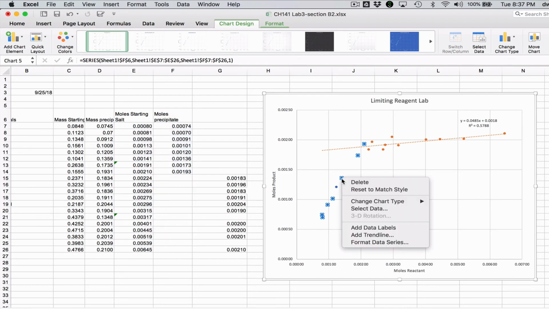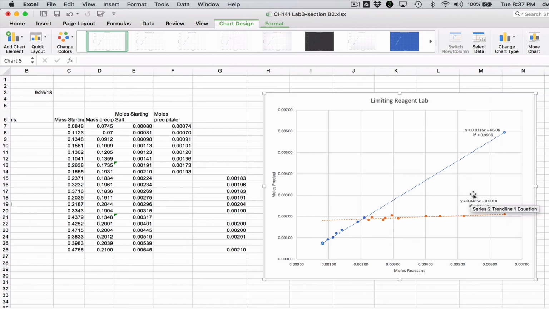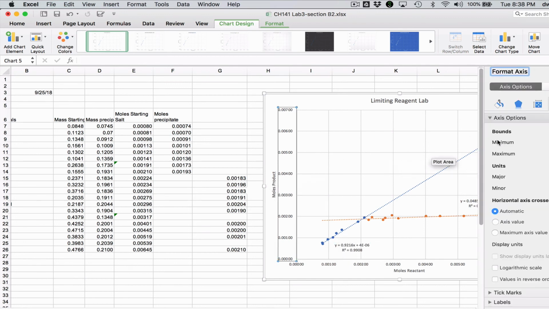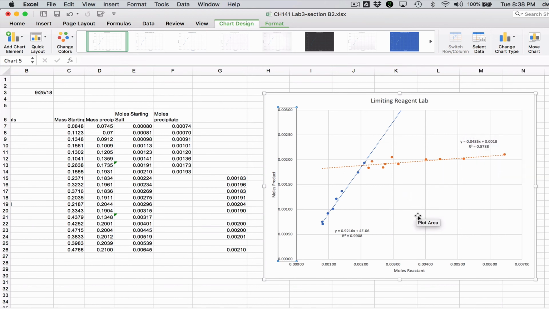Click on this data, right click, add trend line, display the equation on the chart, and there we go, close that, and our slope is 0.9. And finally let's clean up and make our top value 0.03, not 0.07, and we close. So there we have it.